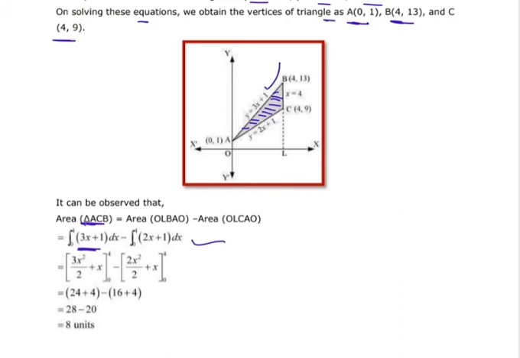So now integrating this, what we get is 3x square by 2 plus x, 0 to 4, minus 2x square by 2 plus x, 0 to 4. So just substitute the upper limit here: 24 plus 4 minus 16 plus 4, which is equal to 28 minus 20. We get 8 square units as the required area of triangle ACB.